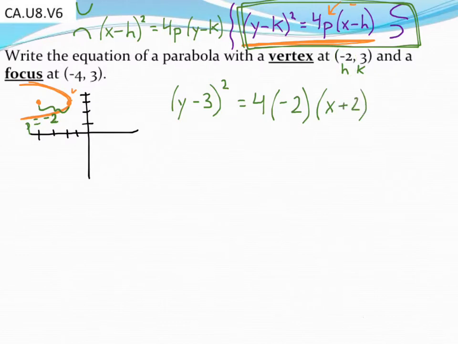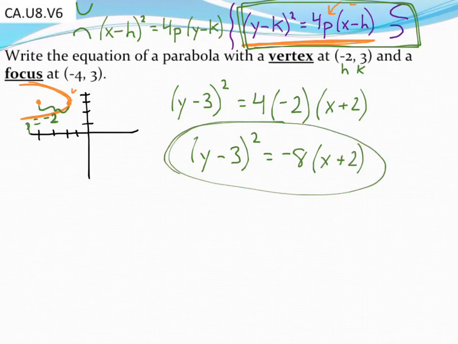I guess the only thing that I will want my students to do is let's just go ahead and multiply the 4 times -2 out. So as a final version of this equation, let's say it's (y - 3)² = -8(x + 2). I know sometimes people will want that -8 times (x + 2) multiplied out. I don't need it. I'd say this is fine for me.